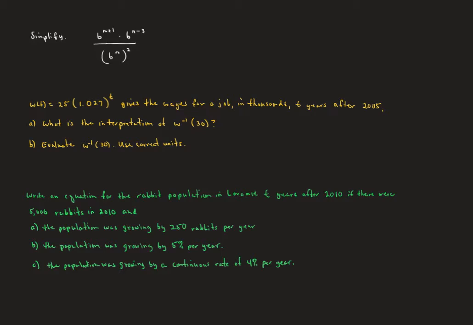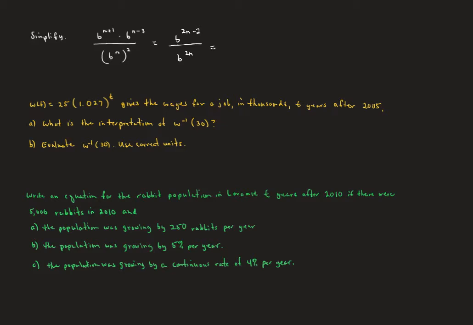So here we're going to use our properties of exponents. b to the n plus 1 times b to the n minus 3. We'll add those exponents. The n plus n will become 2n. 1 plus negative 3 will be negative 2. And in the denominator, b to the n to the second, we multiply those exponents and get b to the 2n.